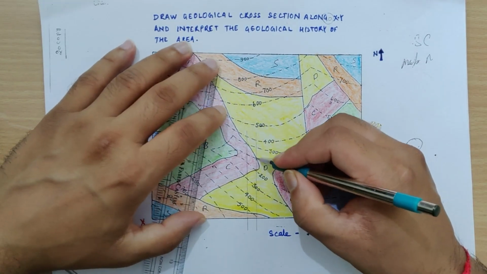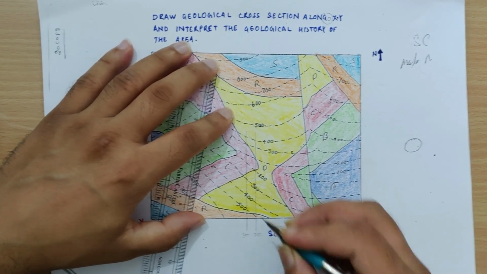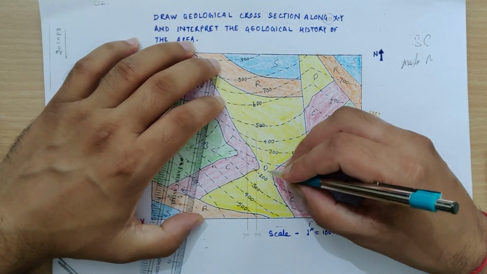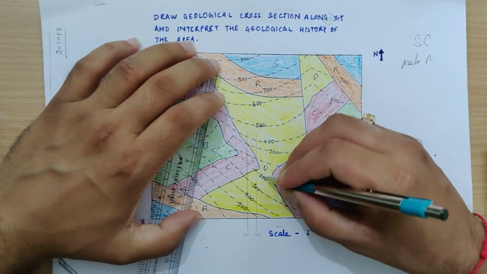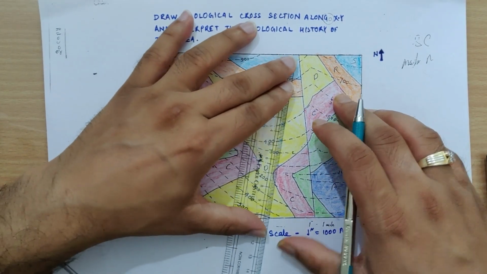So this value is 200 and this is 300. It means this limb is dipping in this direction. This is the axis of a fold. Now we need to determine the limb dip in this direction as well.